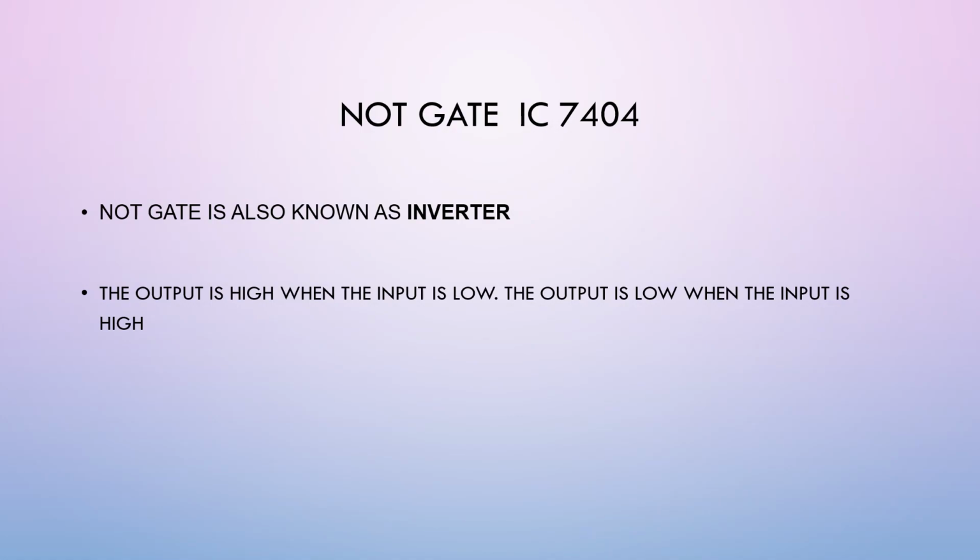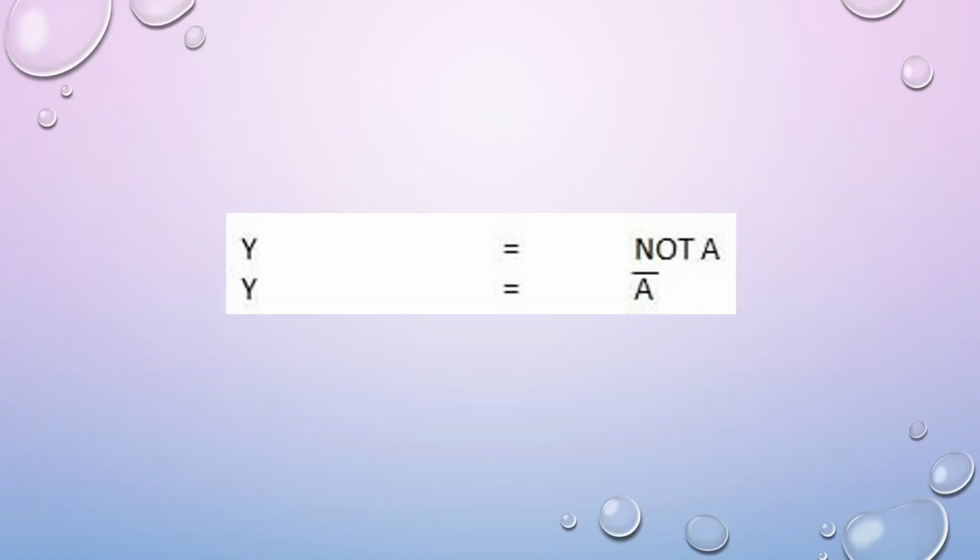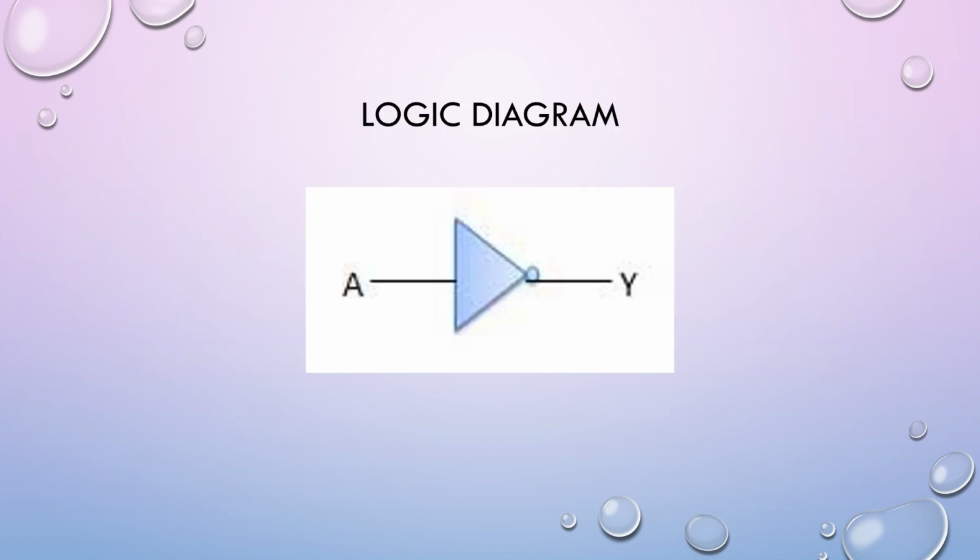NOT gate, IC number 7404. NOT gate is also known as inverter. The output is high when the input is low. The output is low when the input is high. This is the formula for NOT gate. The logic diagram of NOT gate will be like this.